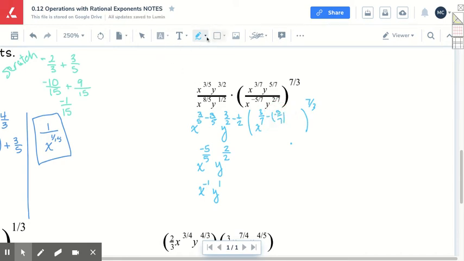And it looks like I need more room there. Let's see if I can figure out how to erase, or at least shift things over. Oh, that came out weird. I'm just going to erase it. There we go.